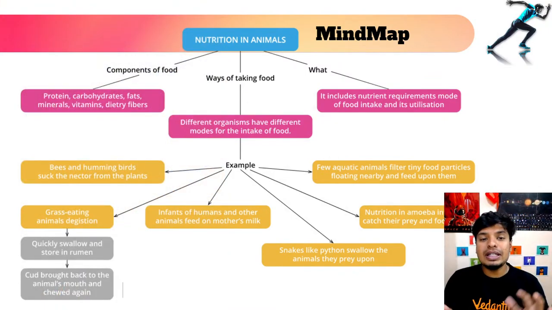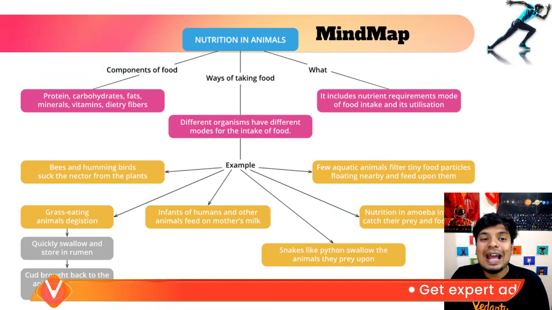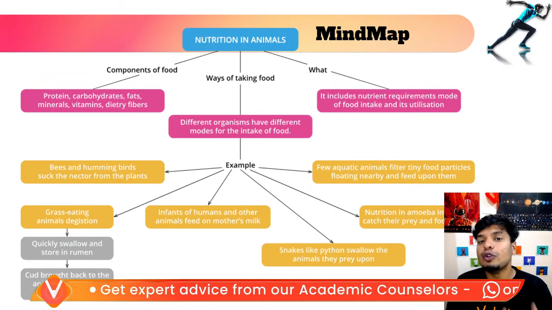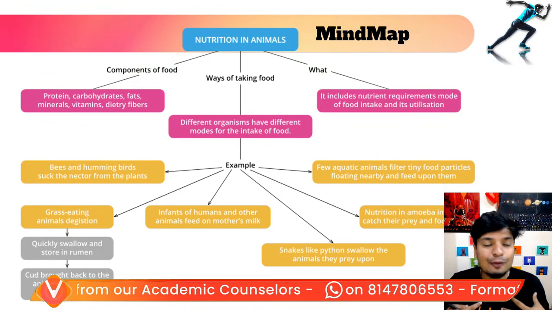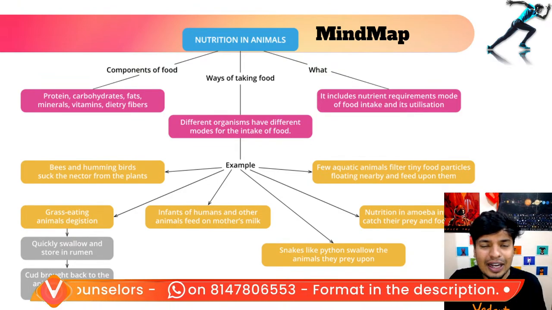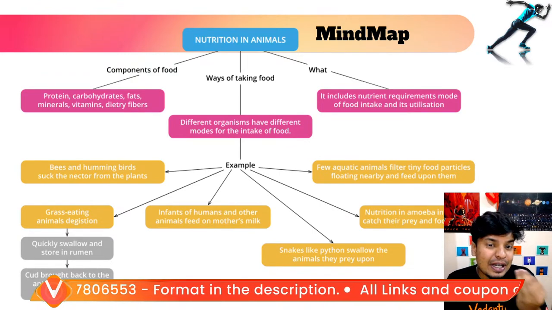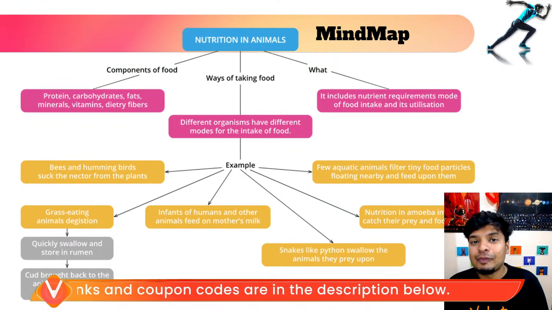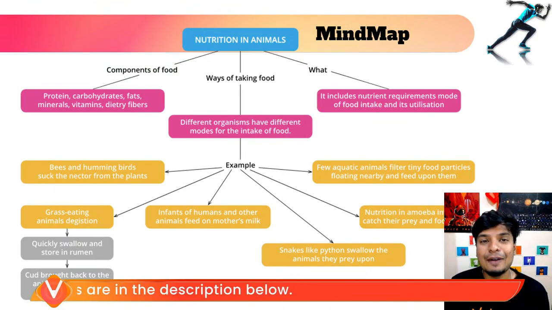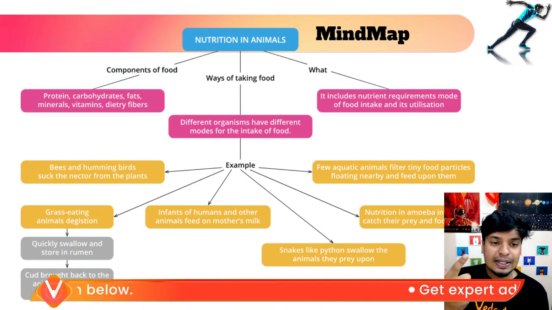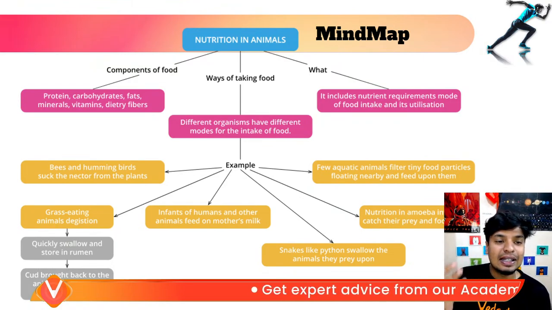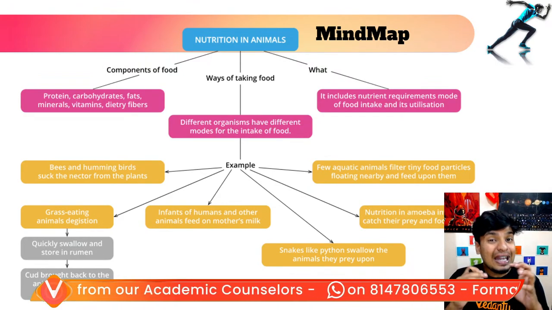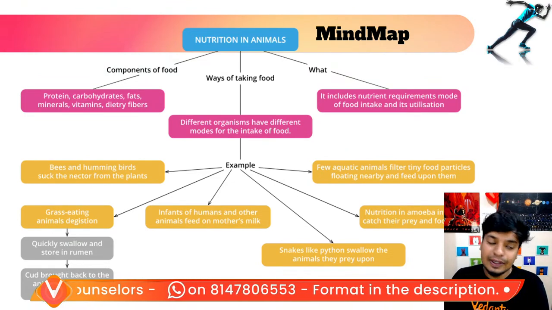So guys, this chapter basically talks about what? The nutrition in animals. Already we have learned something called components of food. We all eat food because we need energy to do our day-to-day activities. So what is present in that food which gives us energy, which makes everything work? Those are components of the food. We have carbohydrates, proteins, fats, minerals, vitamins, dietary fiber, and water. All this is very important for a healthy survival.